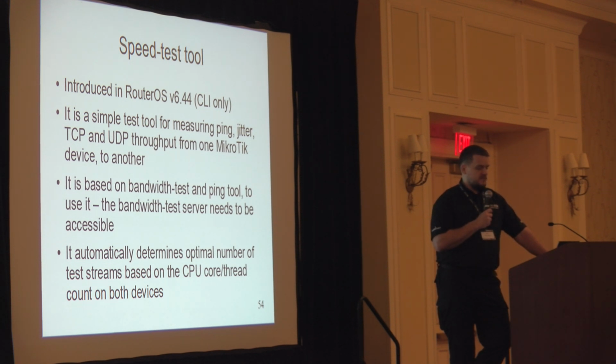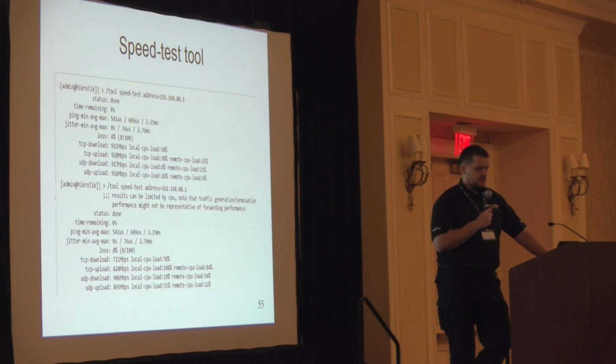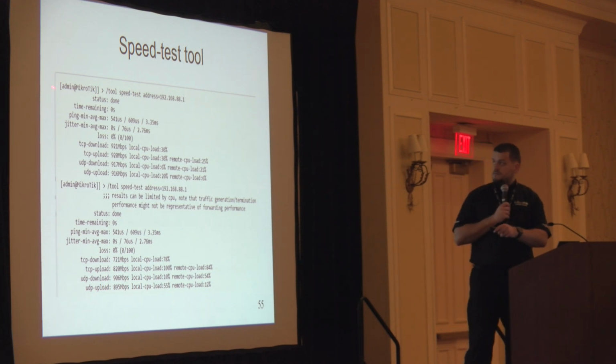So it's a simple tool that measures ping, jitter, TCP and UDP throughput, and it automatically determines the optimal number of test streams based on the CPU core count of both devices. It's a command line interface tool, and it looks like this. Just type speed test and the address.